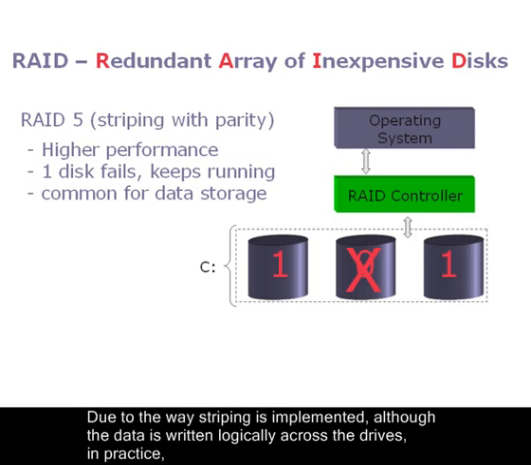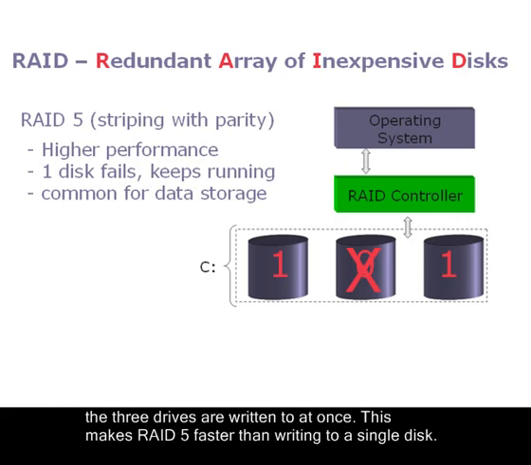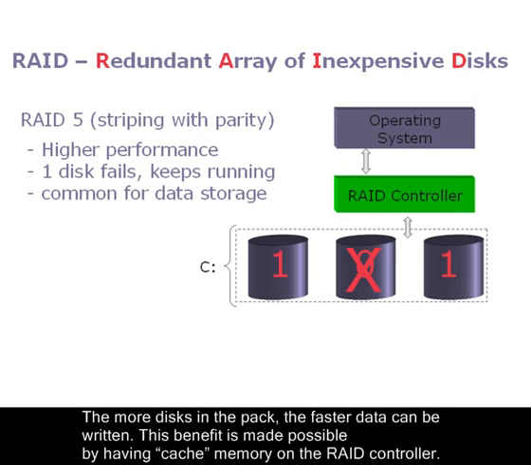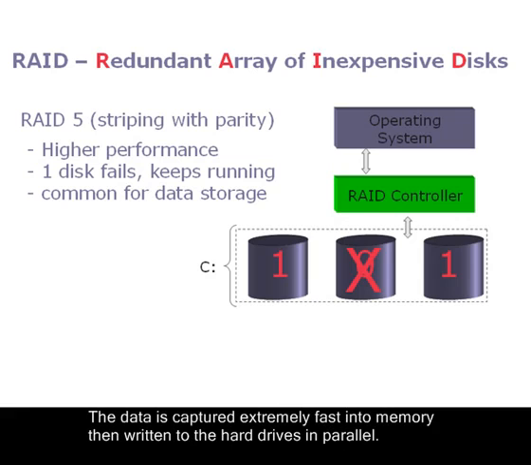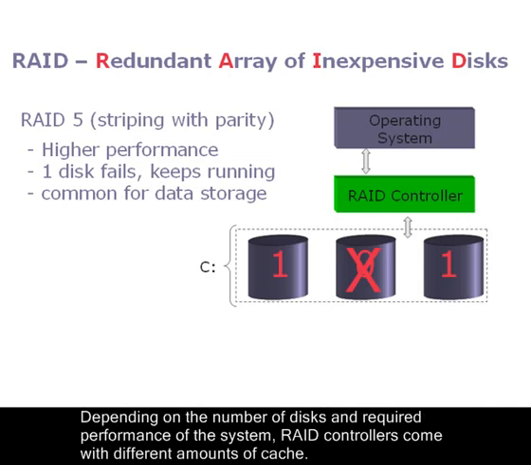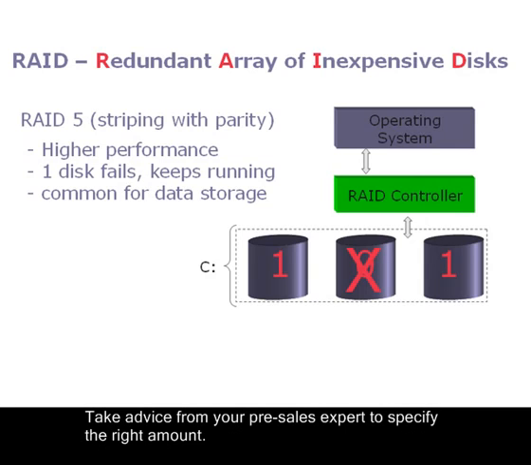Due to the way striping is implemented, although the data is written logically across the drives, in practice the 3 drives are written to at once. This makes RAID 5 faster than writing to a single disk. The more disks in the pack, the faster data can be written. This benefit is made possible by having cache memory on the RAID controller. The data is captured extremely fast into memory, then written to the hard drives in parallel. Depending on the number of disks and the required performance of the system, RAID controllers come with different amounts of cache. Take advice from your pre-sales expert to specify the right amount.